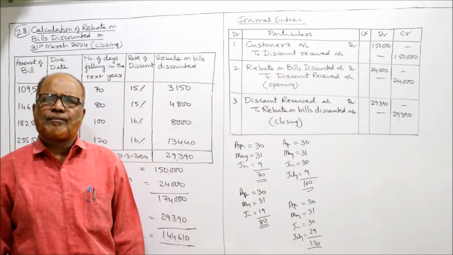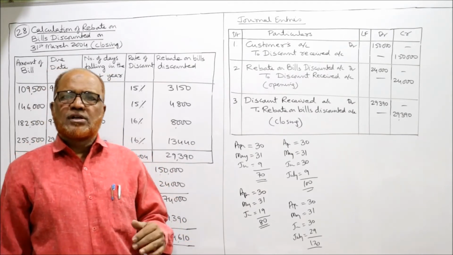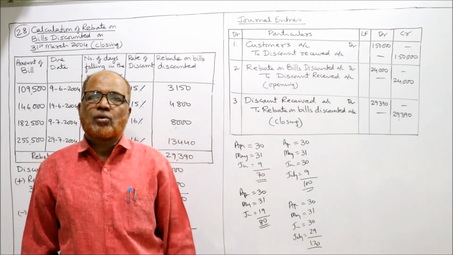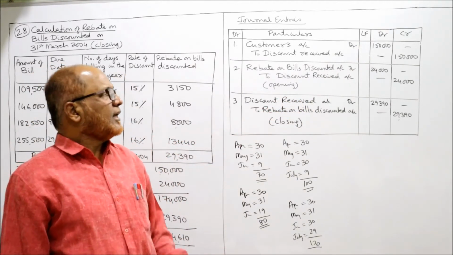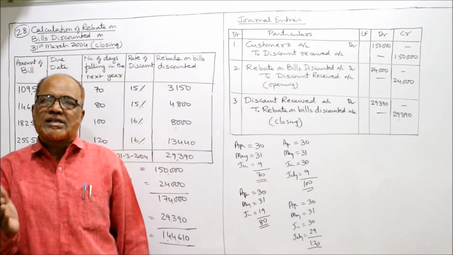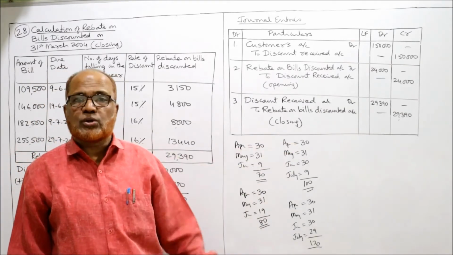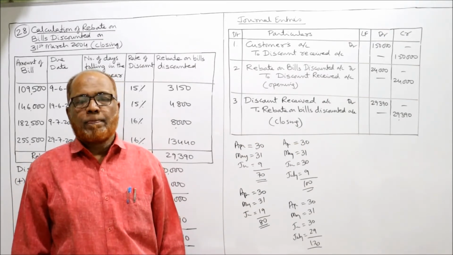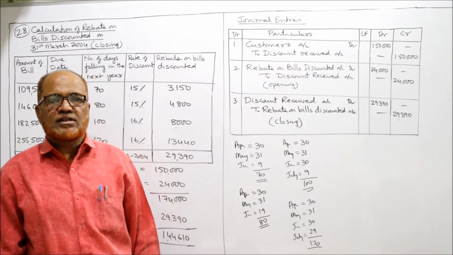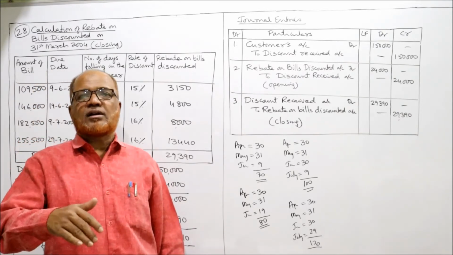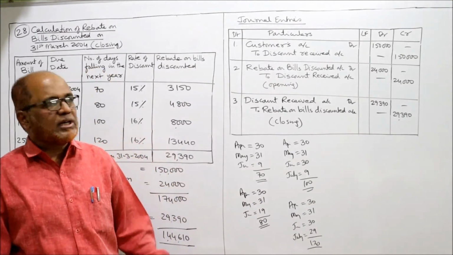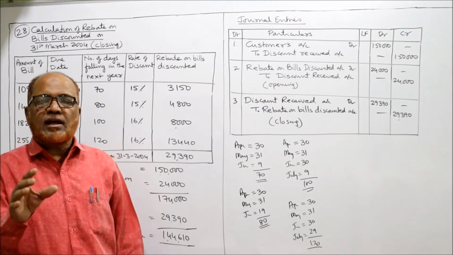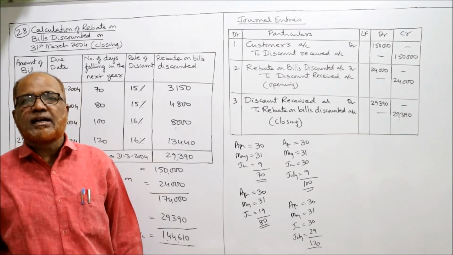Exactly same entries. First entry, discount received. Customer's account debit to discount received 1,50,000. Being the discount received during the year. Then rebate on bills discounted account debit to discount received 24,000. Being the opening rebate adjusted in discount received. Next one, discount received account debit to rebate on bills discounted. Closing rebate 29,390, we got it here. Being the closing rebate on bills discounted adjusted in discount received.